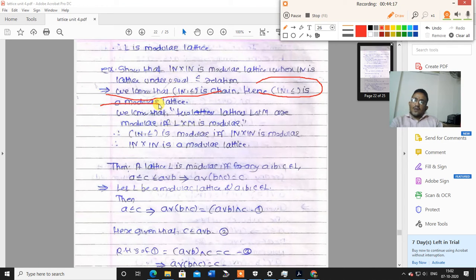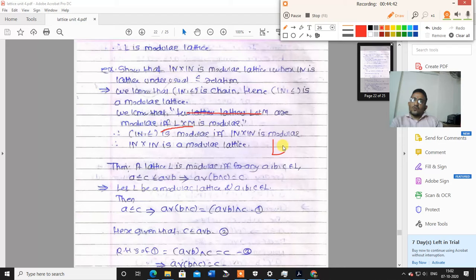Then we can consider that the lattice of natural numbers with the usual relation less than or equal to is a modular lattice. Now by the theorem we know that two lattices L and M are modular if and only if L cross M is modular. We saw a theorem on when L and M will be modular lattices. So two lattices L and M are modular if and only if the Cartesian product L cross M is a modular lattice.